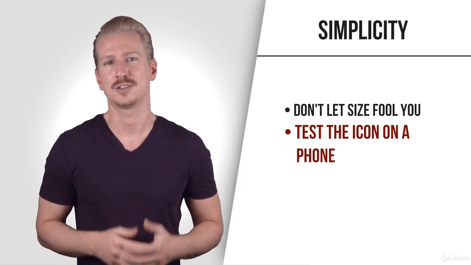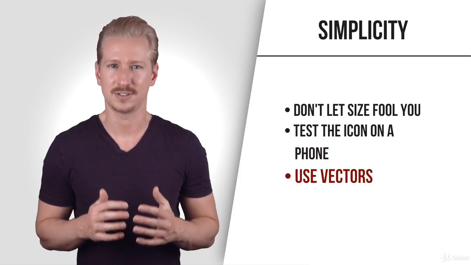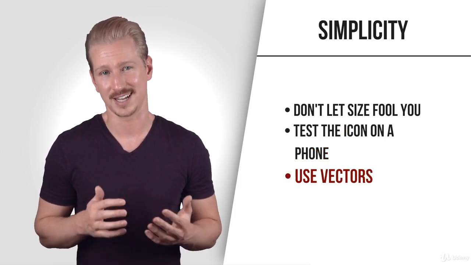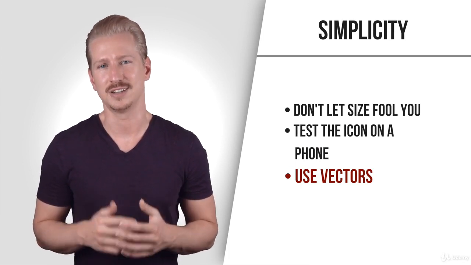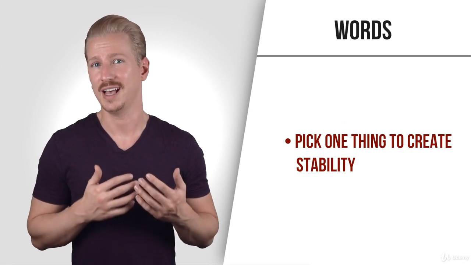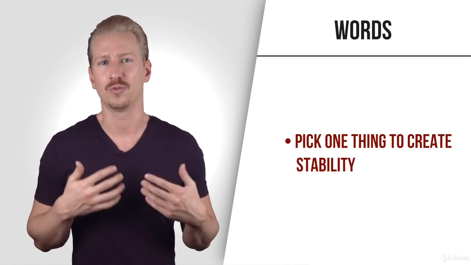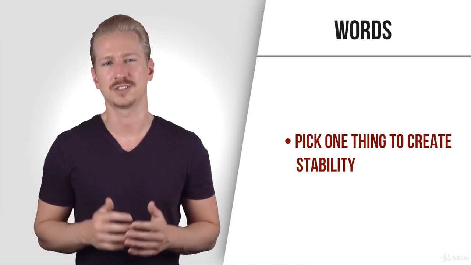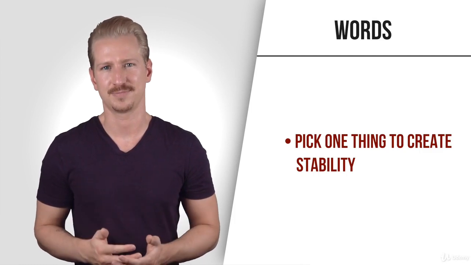So to make sure that the scalability of your icon is guaranteed, you have to use a vector image while designing it, whereas you have to save and export them as PNGs. Pick one thing that will work as the focus point of your app icon, meaning it will be the one thing that guides the user's eye and gives the entire icon its basis and stability.